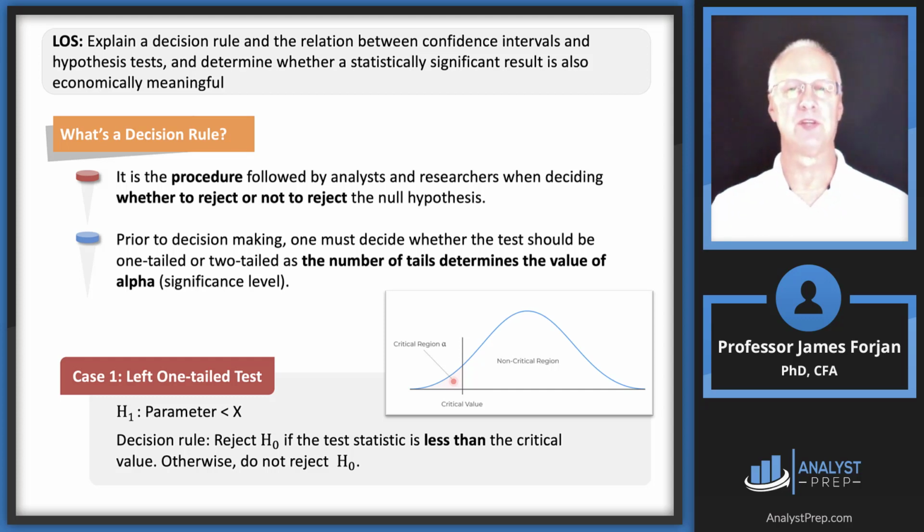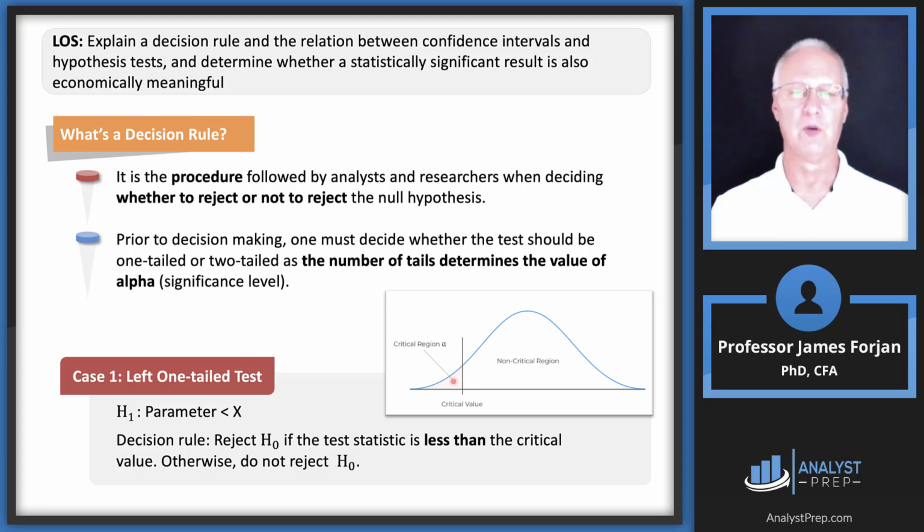All right, so how about this decision rule? Let's set these up. It is the procedure followed by analysts to decide whether or not to reject the null hypothesis. So this makes sense. In order to do this, we need to determine whether or not it's a one or a two-tailed test. So let's go ahead and go through these. Case number one, a one-tailed test over to the left. So notice our alternative hypothesis is that the parameter, whatever it is, maybe it's the mean height of Gravedigger, maybe it's the mean dividend yield, maybe it's the mean convexity, is going to be less than some X value that we have decided as the researcher.